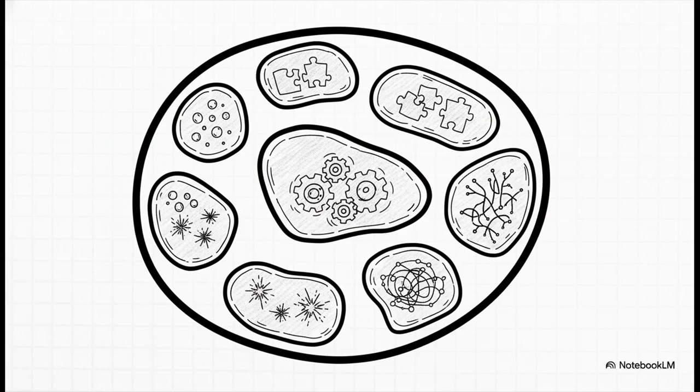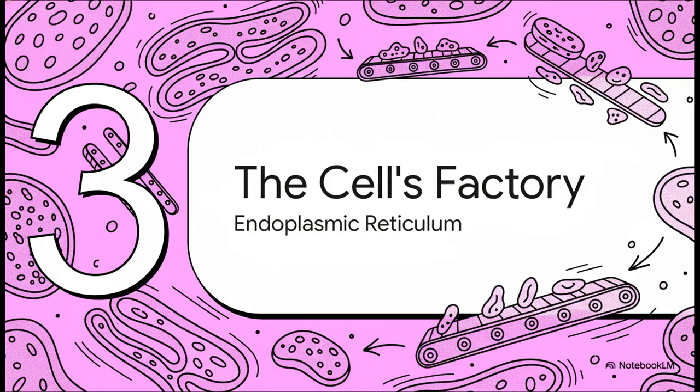Now, to make sure this division of labor works perfectly, these organelles are enclosed in membranes. These membranes act like walls, creating different rooms or compartments inside the cell. This separation is absolutely crucial. It allows the cell to perform many complex functions efficiently, all at the same time, without one chemical reaction interfering with another. So let's now look at our first major organelle system. It's a key part of what we call the endomembrane system. This is the endoplasmic reticulum, or as we call it for short, the ER.